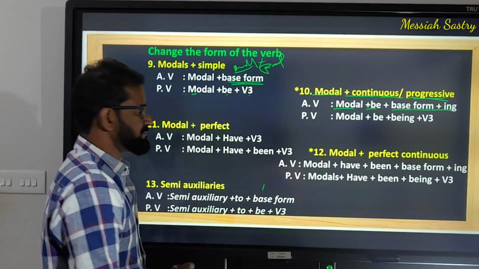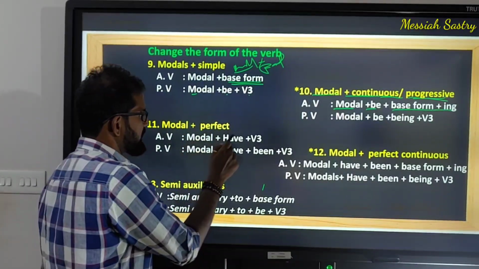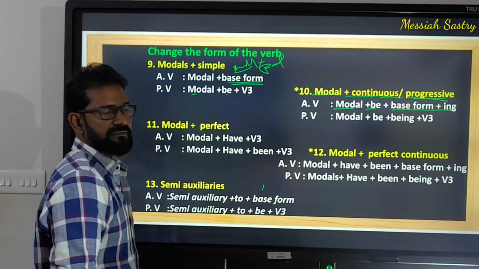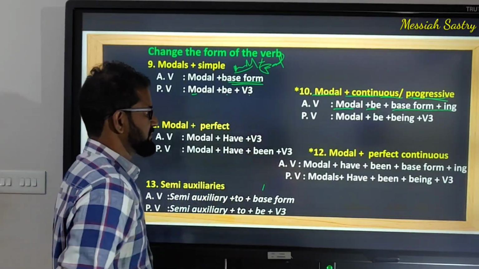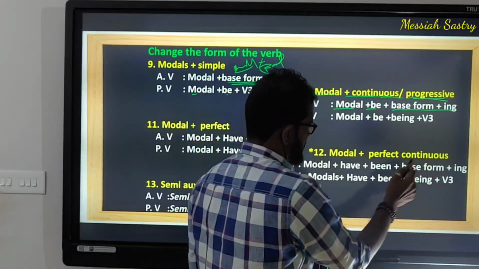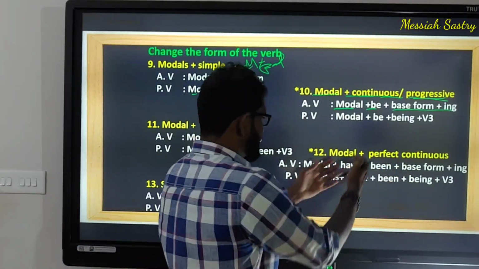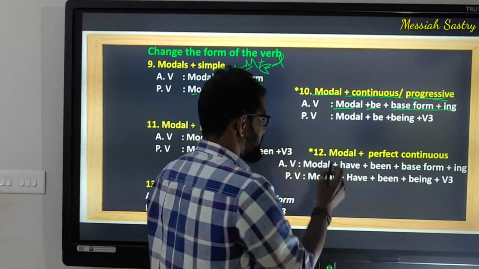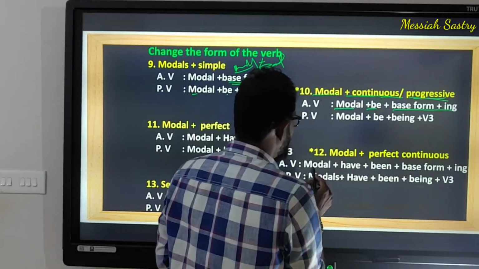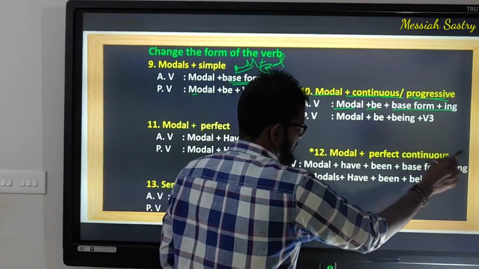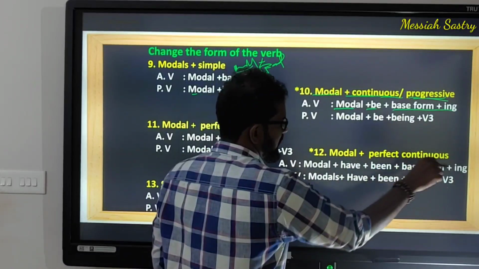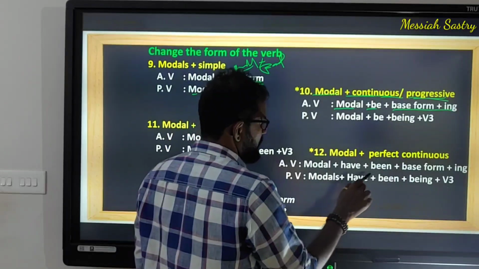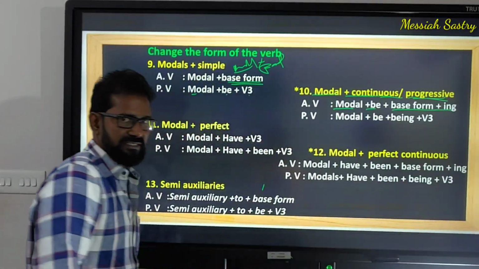Modal plus perfect. Modal will. Will have played. Will have been played is the passive form. Modal perfect continuous. Even with this you come across no passive voice, but still there is a passive voice. Modal plus have plus been plus base form plus ing. Will have been playing is the active form. Will have been being played is the passive form.